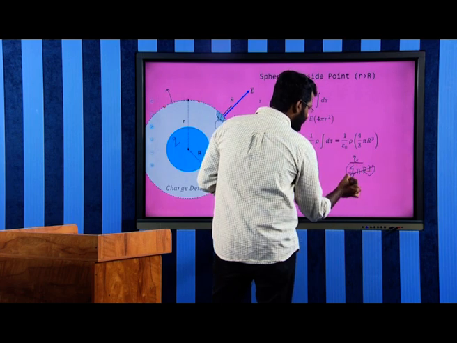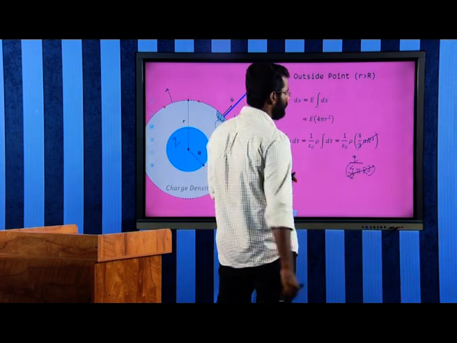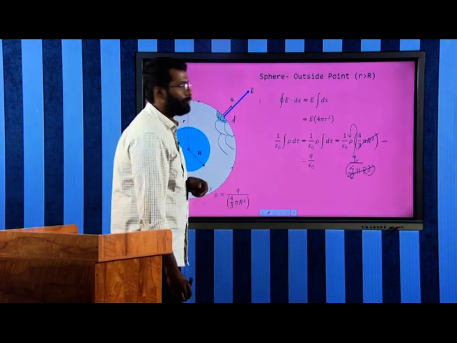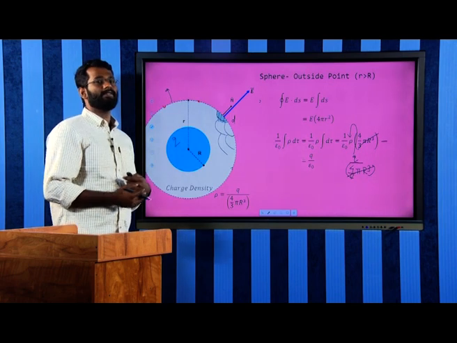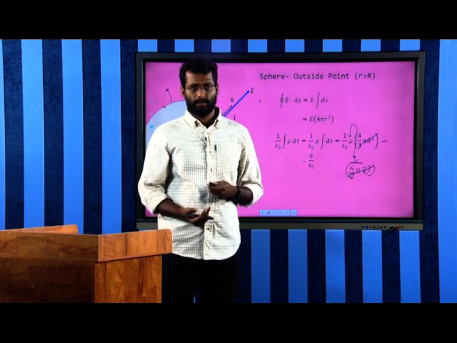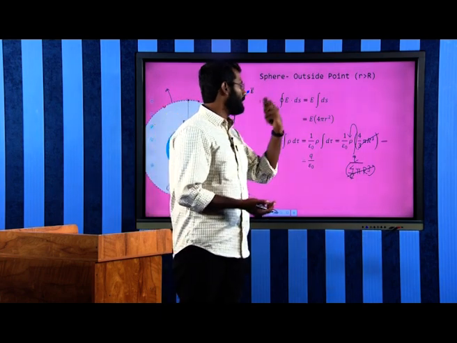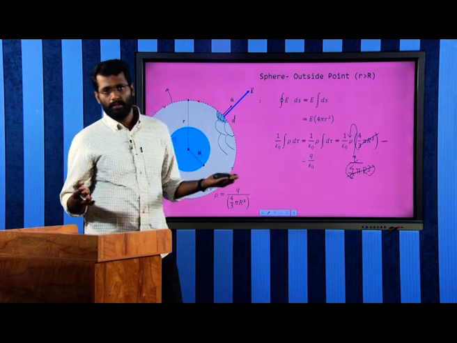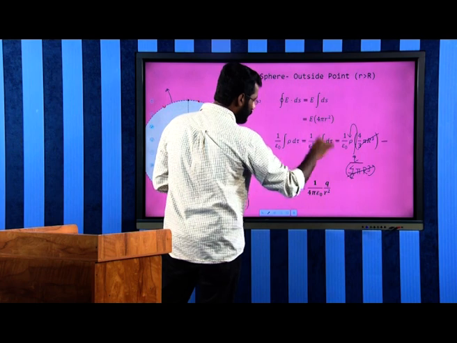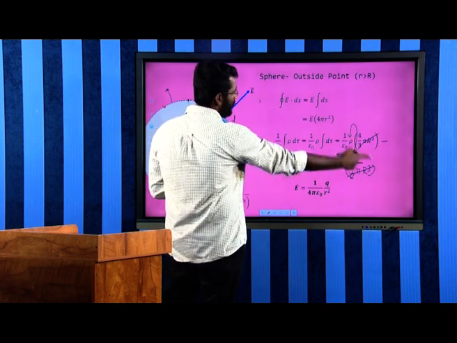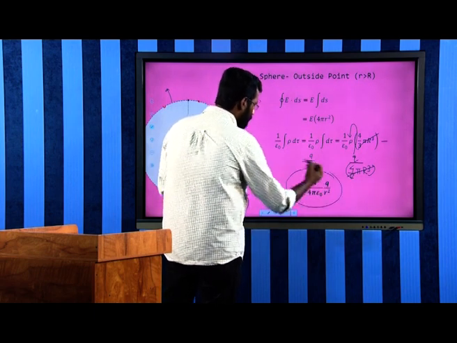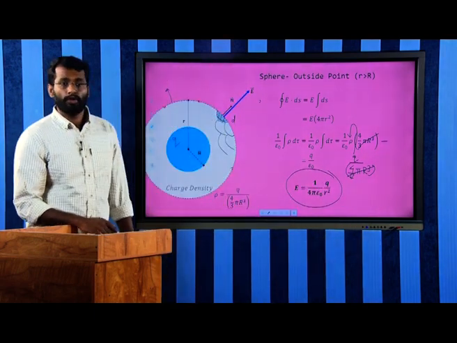So this 4/3 pi r cube and this 4/3 pi r cube will cancel, and this q will come here. So the final answer will be q by epsilon 0. So the RHS of Gauss's law reduces to simply q by epsilon 0, and the LHS of Gauss's law reduces to E into 4 pi r square. We can equate them: E into 4 pi r square is equal to q by epsilon 0. So the 4 pi r square will go to the denominator on the RHS. So we get E is equal to 1 by 4 pi epsilon 0 q by r square.